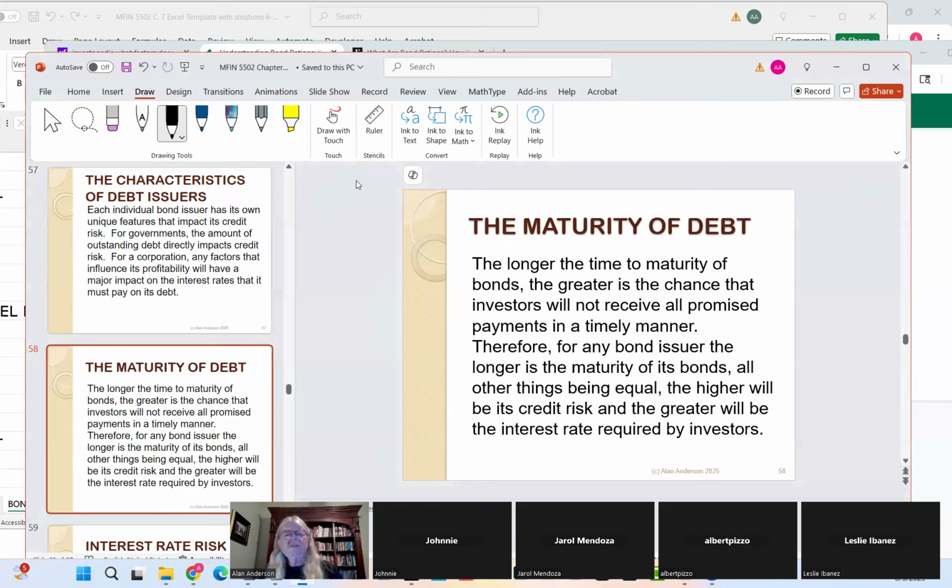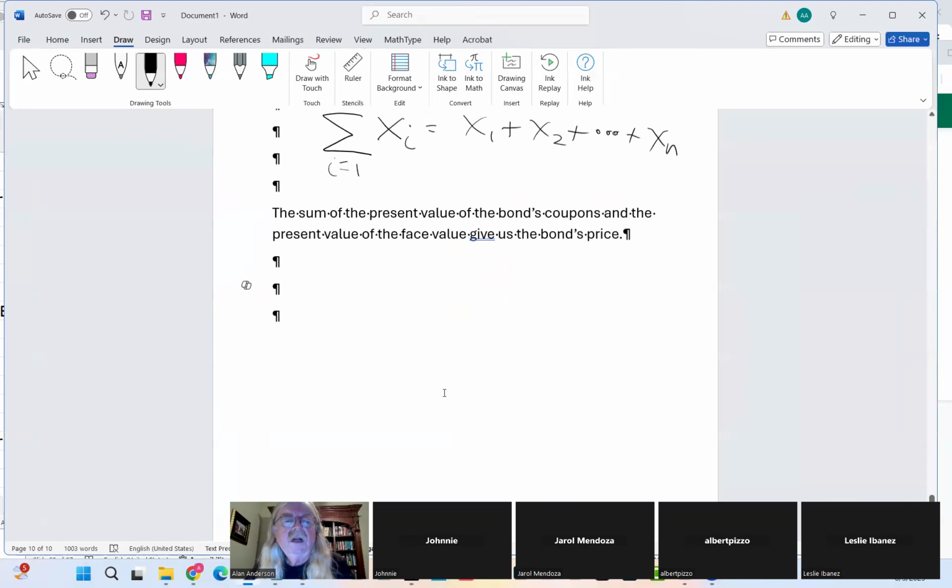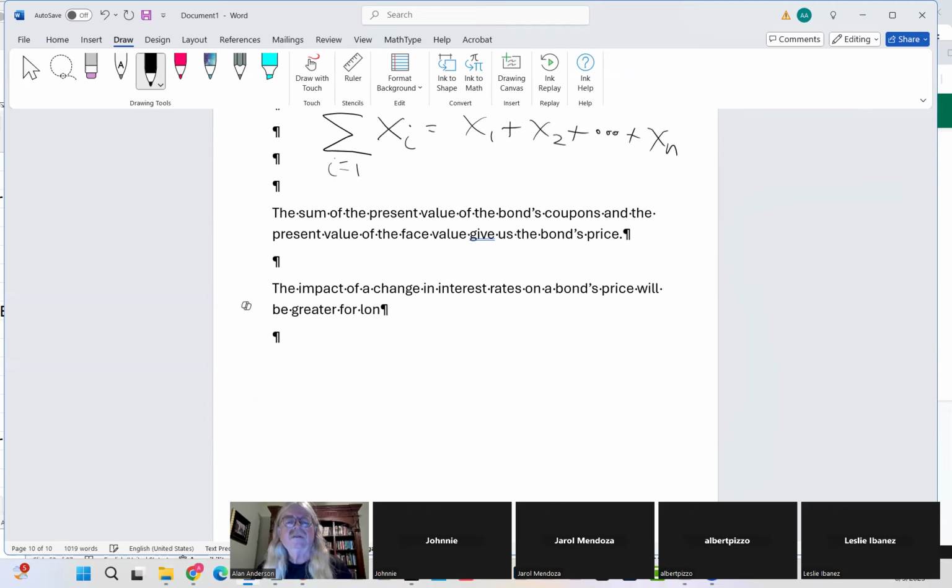Okay, if you go back and look at a lot of the calculations we were just doing, I just want to briefly mention here that the impact of a change in interest rates on a bond's price will be greater for longer maturity bonds than for shorter maturity bonds.